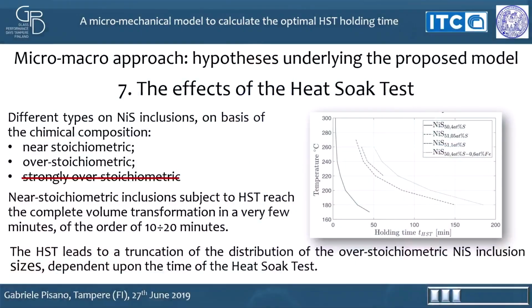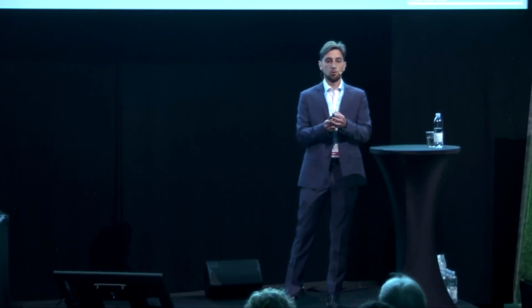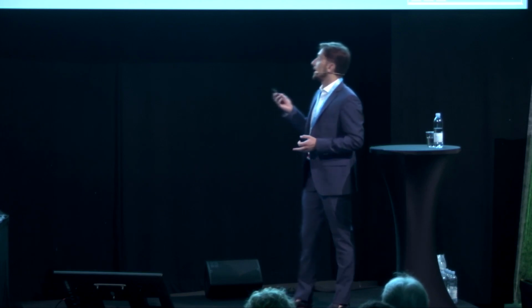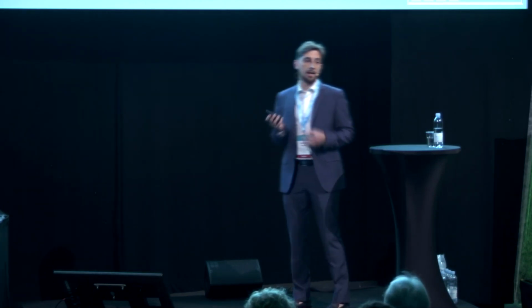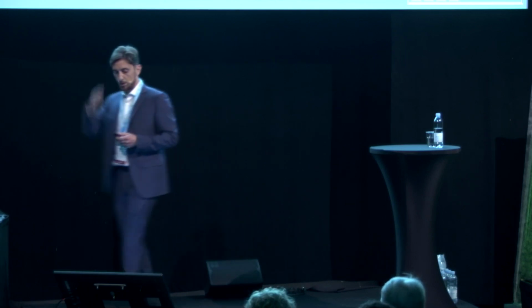So the distribution of the over-stoichiometric inclusion will be subject to a right truncation by the heat-soak test. And the longer is the heat-soak test, the stronger is the right truncation, because obviously the bigger inclusions that are in the core part of the plate will lead to failure during the heat-soak test, while the smaller inclusions will remain inside the glass plate, and the longer is the heat-soak test, the smaller is the inclusion that becomes critical. So I do not dwell on the analytical manipulation of the model here because I have no time.